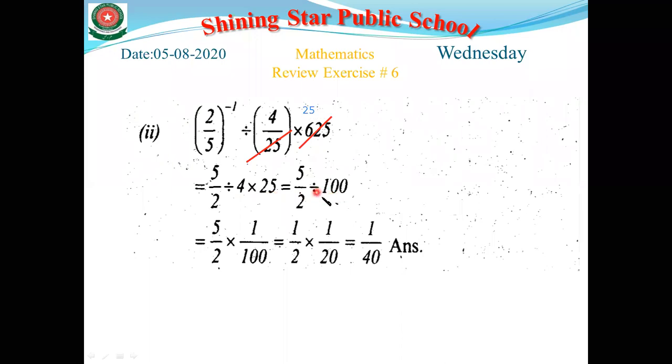Now we know that when we change this divide into multiplication sign, we write 100 in denominator, because when we change the division into multiplication, we have to take the reciprocal of the next term. So when we take the reciprocal of 100, it becomes 1 over 100. Now cancel, 5 ones are 5, 5 20s are 100. So 20 multiplied to 1 over 40, which is your required answer. Very simple question.